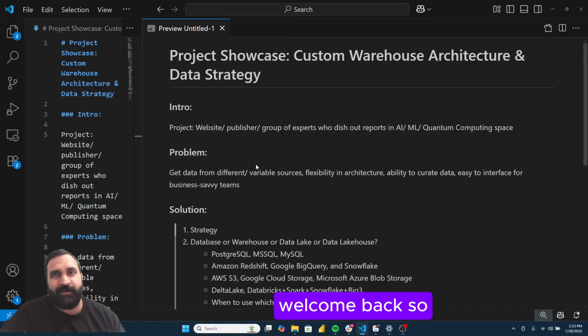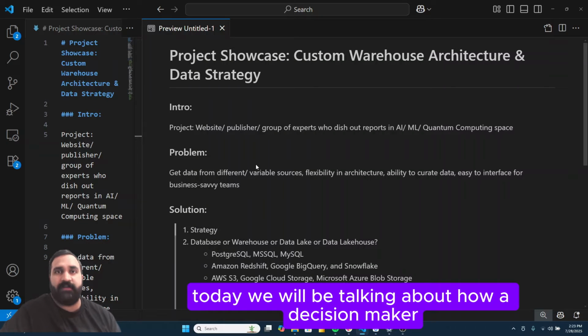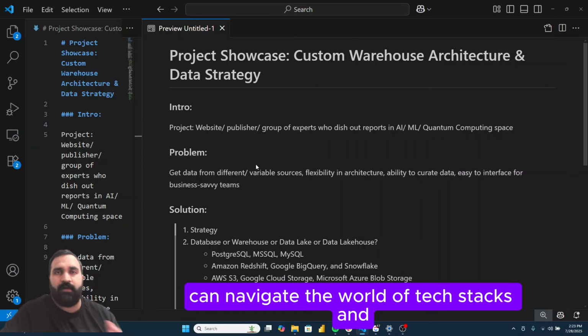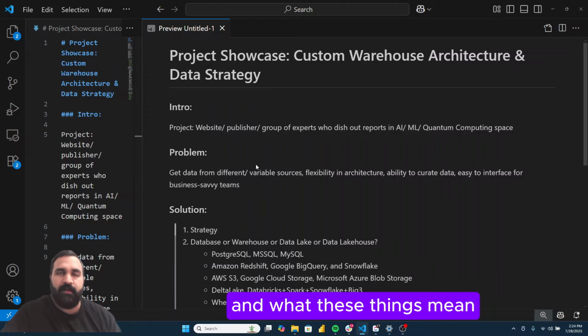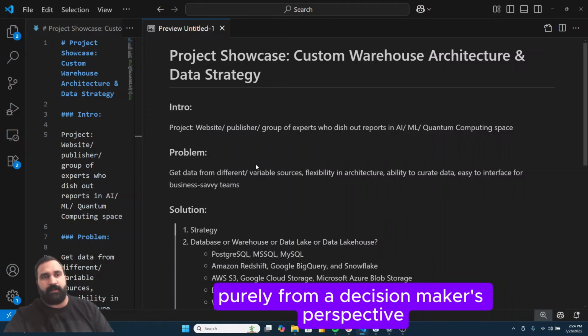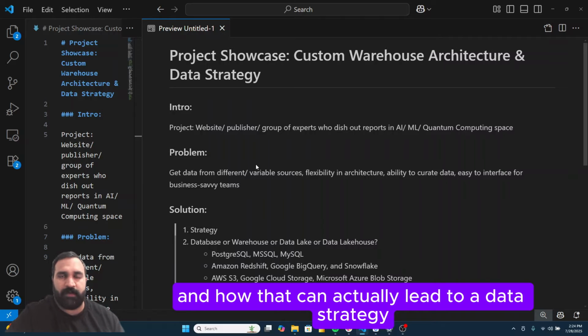Hi, welcome back. So today we will be talking about how a decision maker can navigate the world of tech stacks and databases and warehouses and what these things mean, purely from a decision maker's perspective, and how that can actually lead to a data strategy.